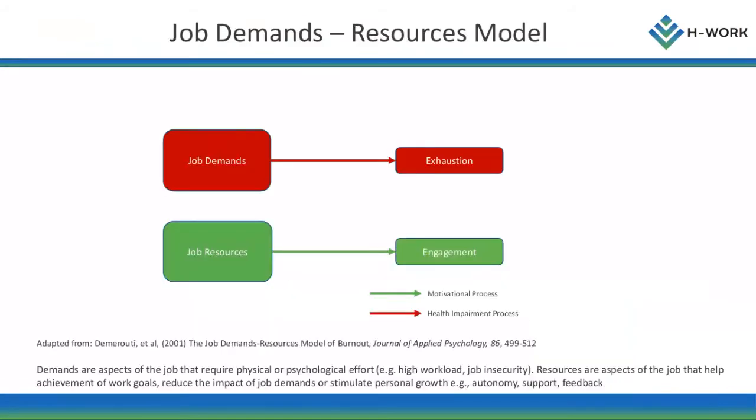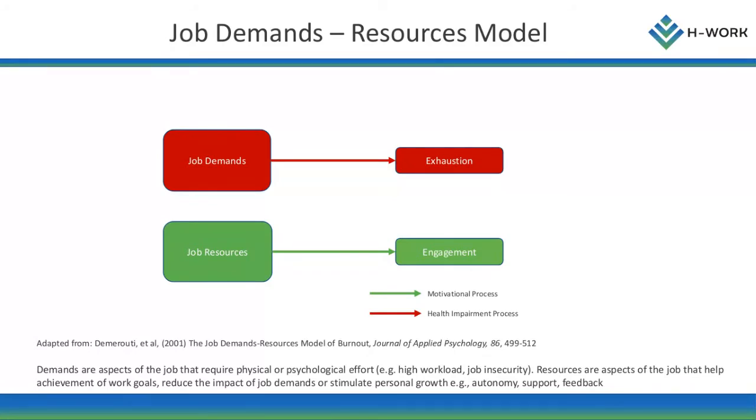So I'm just going to go through the job demands resources model. Some of you may already be aware of this model, so apologies if you are, but the idea is that there are demands within work. So these are components of work which require effort, psychological effort, physical effort, and they've got physical and mental costs. So these will eventually lead to exhaustion if left unchecked.